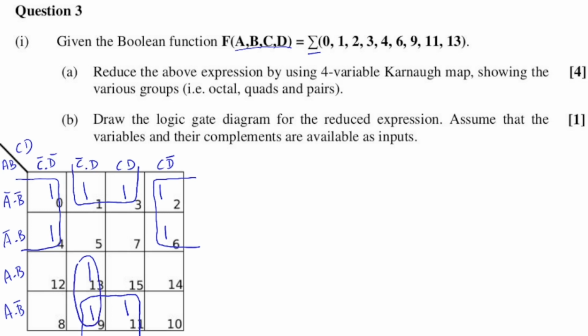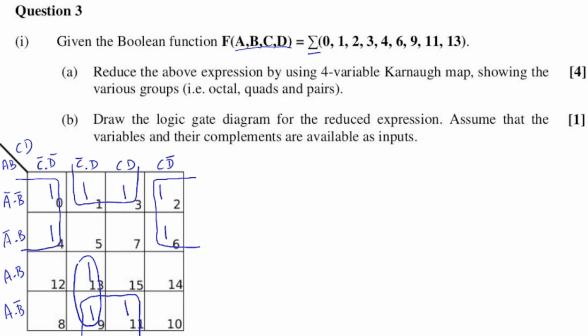One important point which must be kept in mind is that one should not form a group in which all the constituents are already part of some other group. Like in this case, we are not supposed to combine these 4 ones at the top row to form a quad, because these ones are already part of the other group.